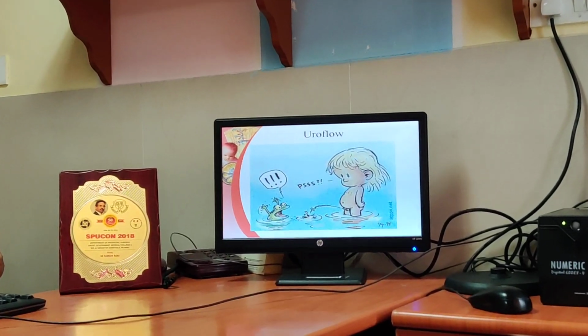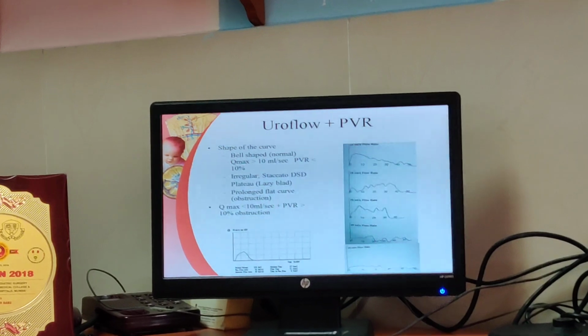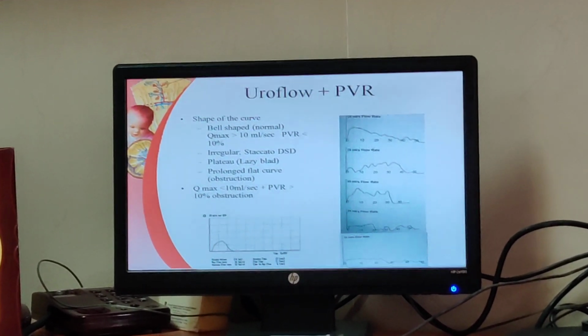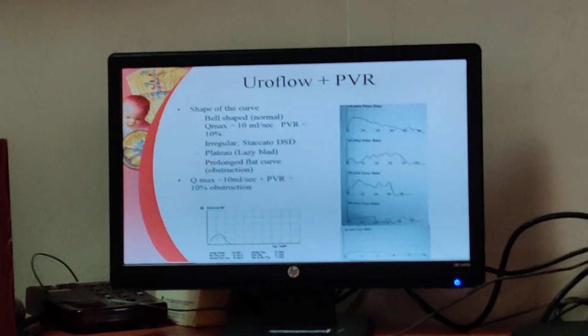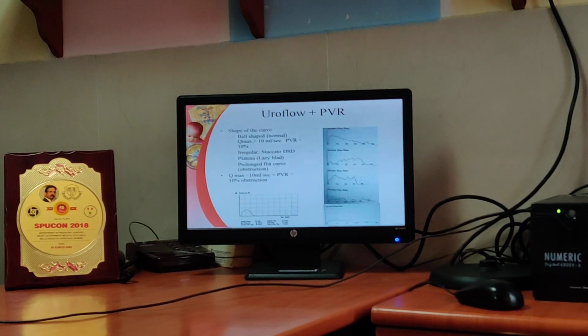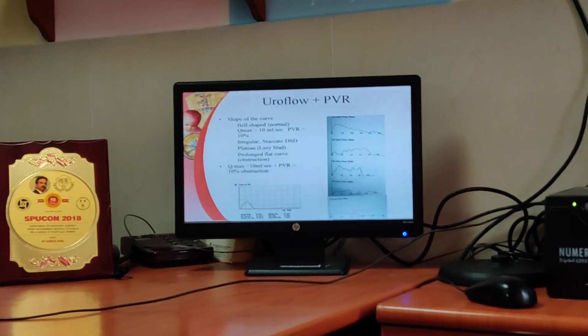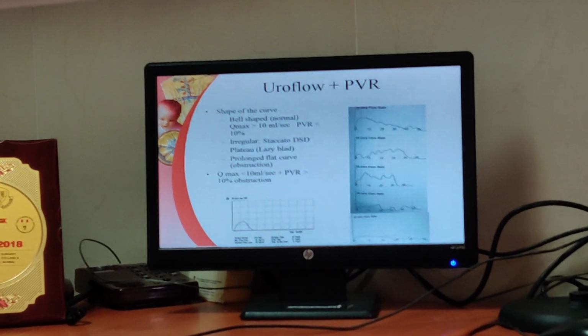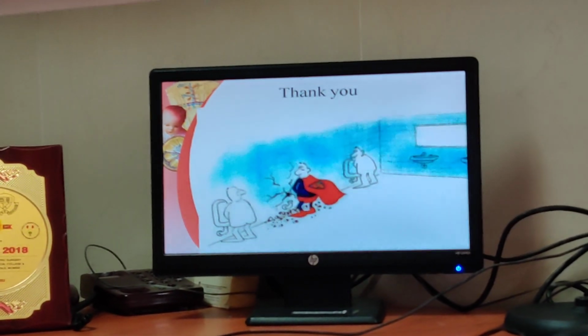Uroflow is often done at the end of the procedure, and the typical uroflow is a bell-shaped curve, and uroflow PVR, that's post-void residual, has to be less than 10%. Uroflow can be multiple different types based on the sphincter disorders. Detrusor sphincter dyssynergia often causes a staccato voiding, whereas a fixed outlet obstruction causes a flat uroflow.